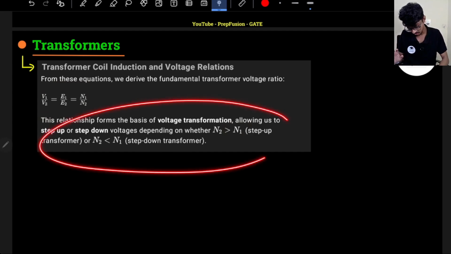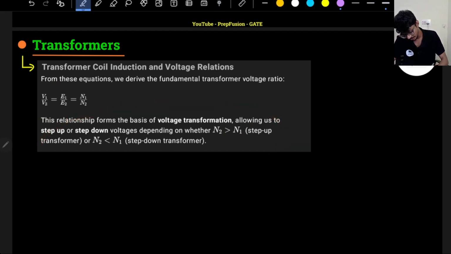Although we don't actually say it like this, what we say is we define our windings as LV and HV windings. So if N2 has more turns, then winding 2 will be called the high voltage winding, because winding 2 will always have high voltage since E1 by E2 is N1 by N2, correct? And winding 1 will be called the LV winding, the low voltage winding. That's it. So generally we don't say primary and secondary because there will be huge confusion.